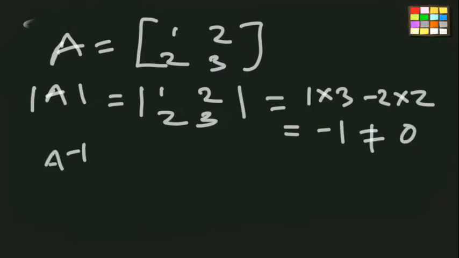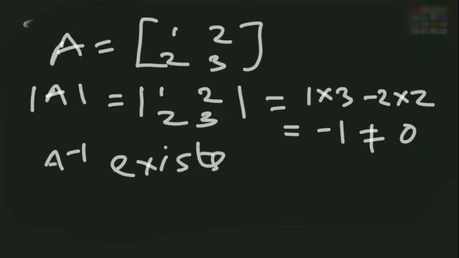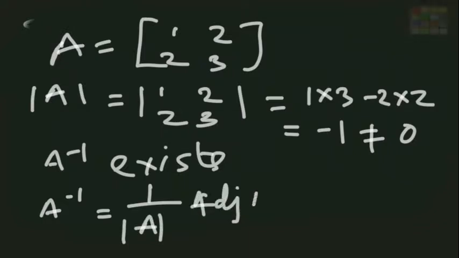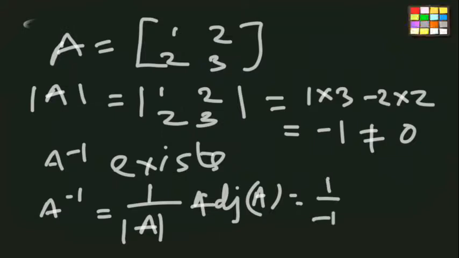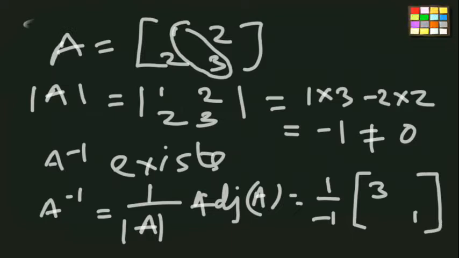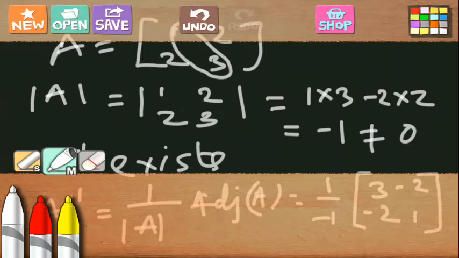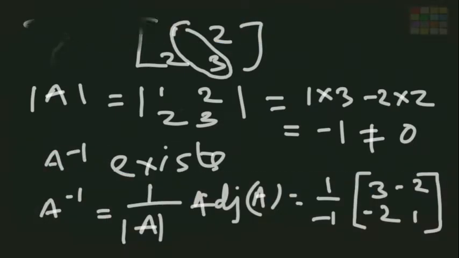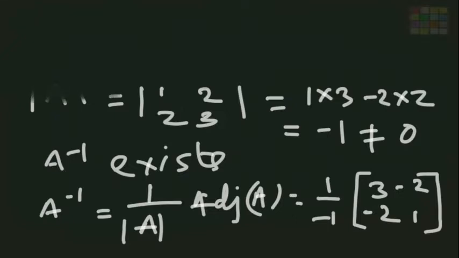Hence A inverse exists, and the formula is A inverse equals 1 by determinant of A multiplied by adjoint of A. Now 1 by determinant of A is minus 1, multiplied by the adjoint. For the adjoint of a 2 cross 2 matrix, we exchange the diagonal elements, so 1 and 3 swap places, giving 3, 1, and change the sign of the non-diagonal elements, that will be minus 2 and minus 2. So I can write this one.